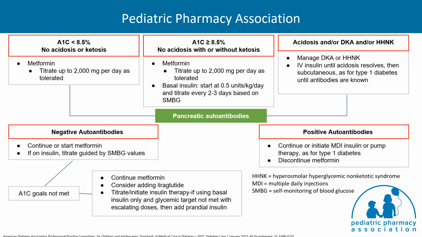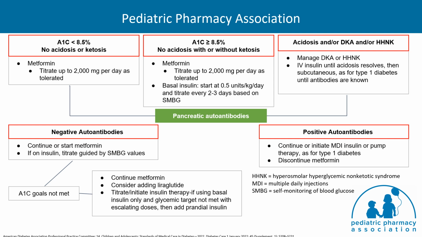So we now have an additional class of agents that are approved in the pediatric population for treatment of type 2 diabetes mellitus. So these are our GLP-1 agonists that we'll discuss further. But the guidelines have already incorporated these as additional agents to potentially consider in the algorithm. Another option is to consider prandial insulin if the patient is already using basal insulin and their glycemic target has not been met with escalating doses.